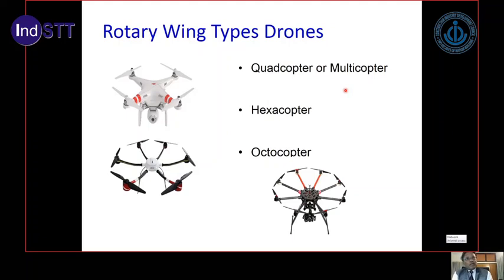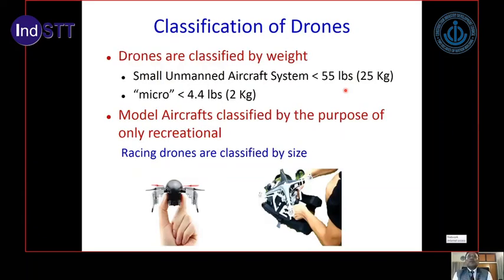surveying and mapping applications. They are also classified according to the weight. Some drones are very lightweight, we call them small drones, and some are a little heavier, and the heaviest drones are used for military purposes and not for civilian use. So here we are mostly talking of the drones which are used for civilian purposes, for commercial use.